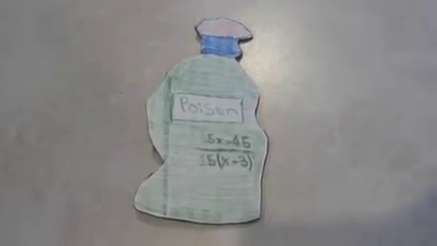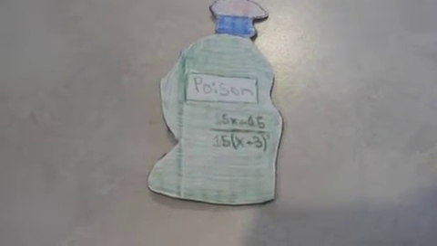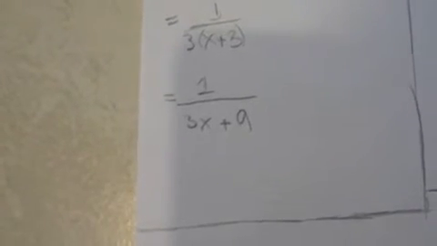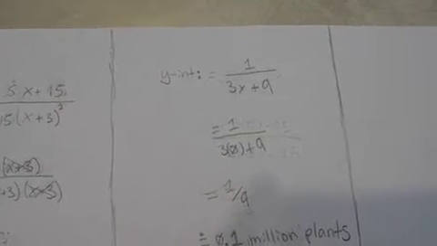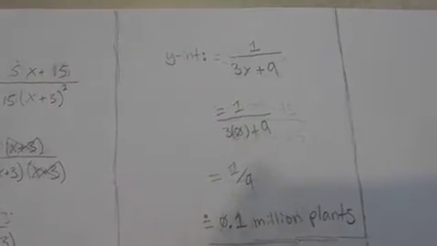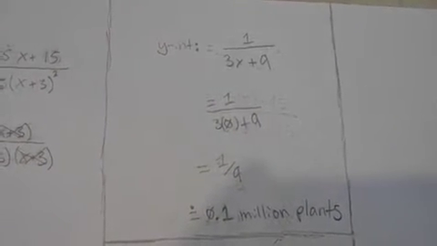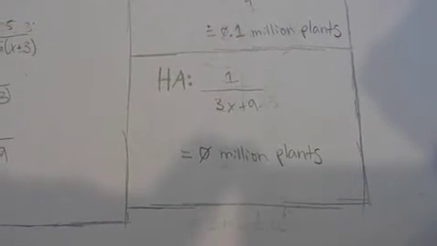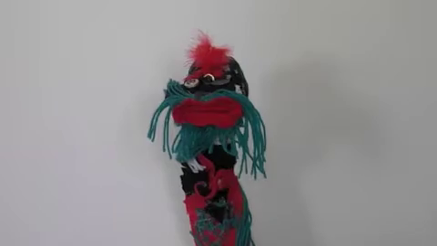From the bottle of poison, I found out that the Y value represents the number of plants left in millions, and the X value represents the number of days. After taking the equation and putting it in its simplest form, I found out the equation is actually 1 over 3x plus 9. I used this information to find the y-intercept of the equation, which shows that before the poison was used on the island, there were 0.1 million plants. Since this is a reciprocal function, I know that there will be a horizontal asymptote at 0, meaning that the poison will never kill all of the plants. Woo! Okay.